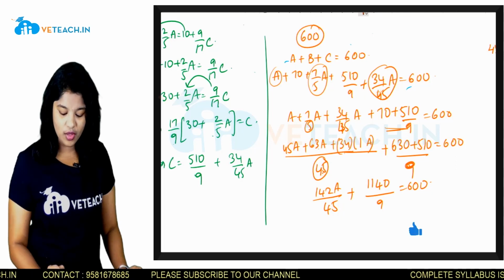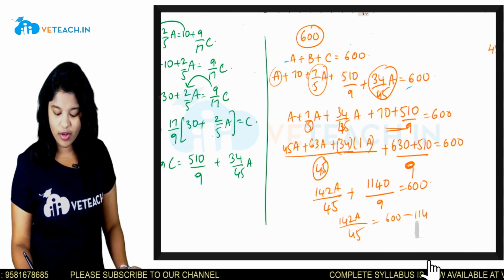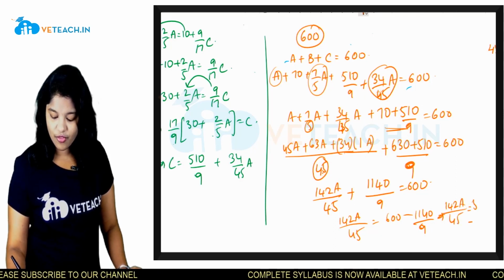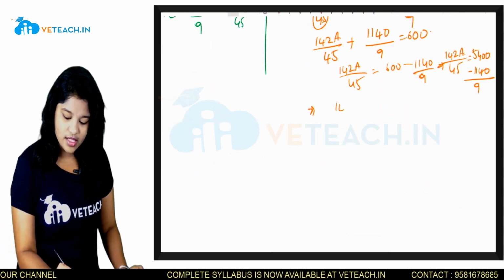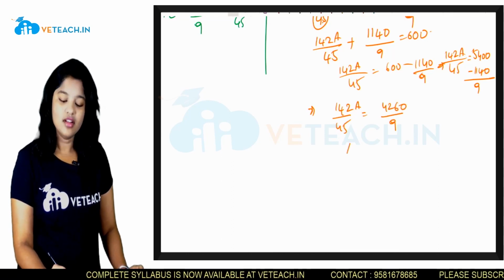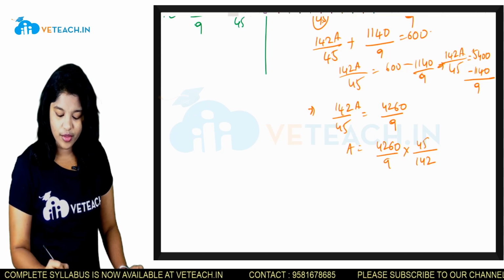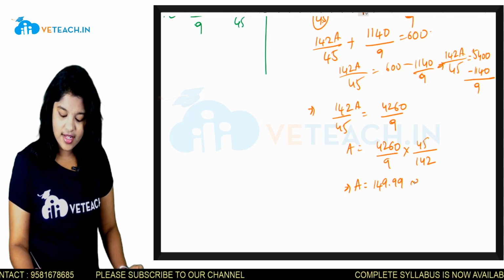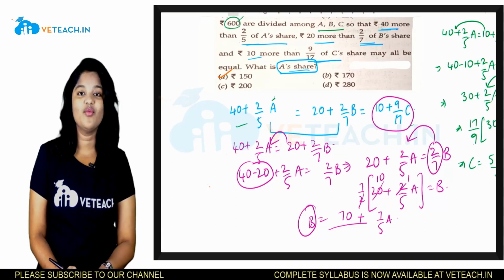Now bring the constant to the other side. 142A by 45 is equal to 600 minus 1140 by 9. That implies 142A by 45 is equal to 5400 minus 1140 divided by 9. So that implies 142A by 45 is equal to 4260 divided by 9. Now A is equal to 4260 divided by 9 into 45 by 142. That implies A share is equal to 149.999. This is nothing but equal to 150 rupees. So the value of A share is 150 rupees, option A is the correct answer.